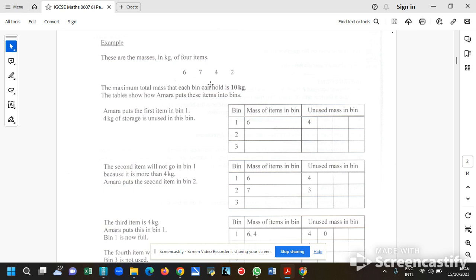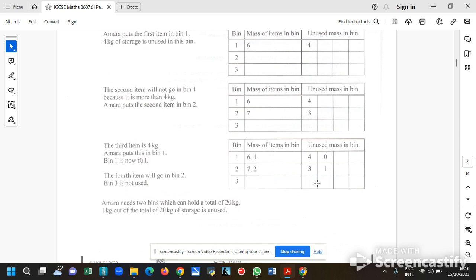But then the next package, which is 4, can go into the first. And the last package, which is 2, can go into the second. And there it is. We've used 2 bins. The first one is full. It's got a 6 and a 4. The second one has got a 7 and a 2, leaving 1 mass unused, as it were.